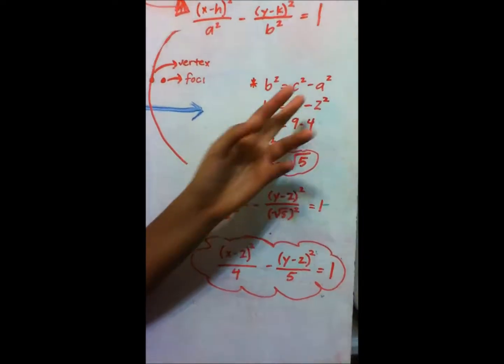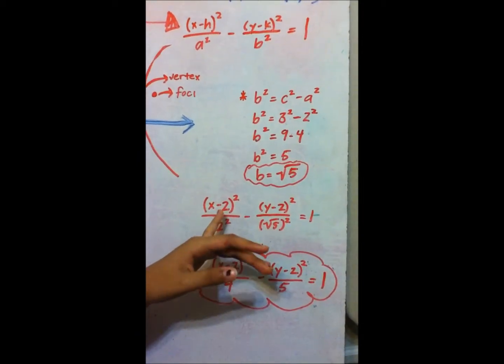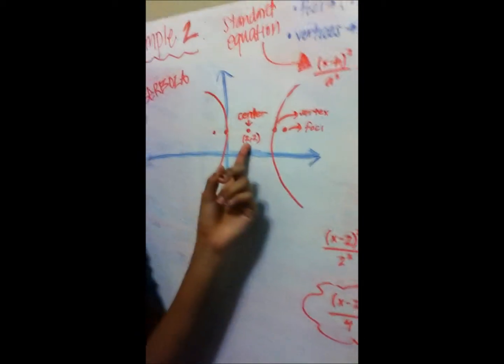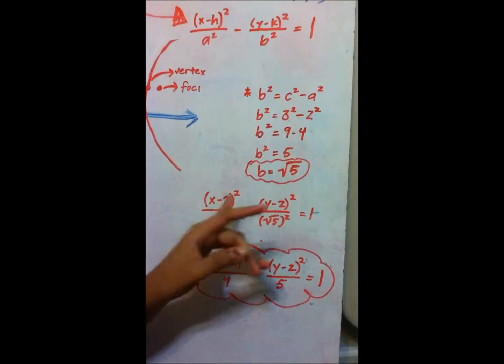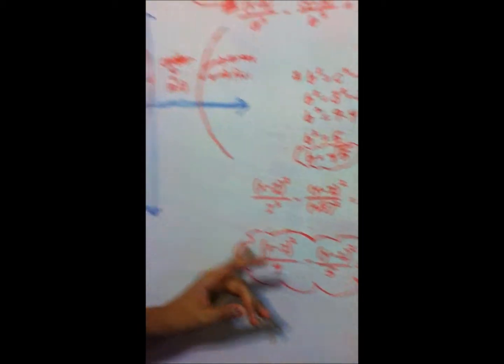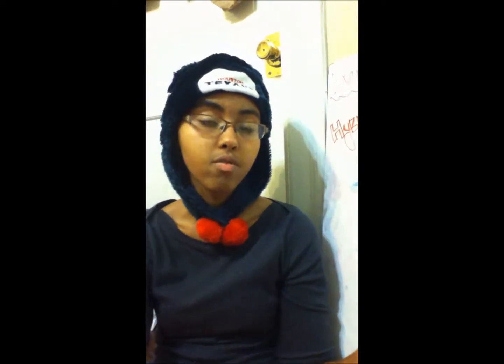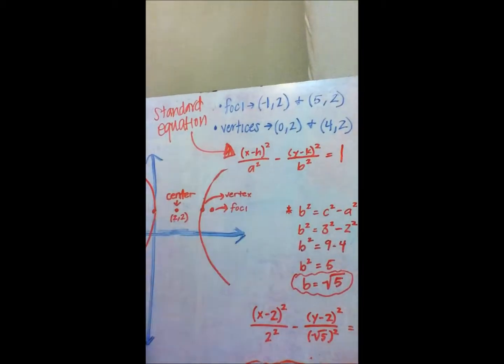Since now you have both B and A, you can plug that into the equation. And since you have both h and k, because you know what the center is, you can also plug that into the equation. After you simplify that, overall the equation will be this. Our goal of this whole thing was to figure out the equation of this hyperbola given this information. So that's example 2.